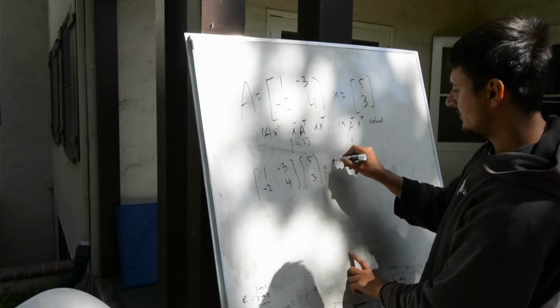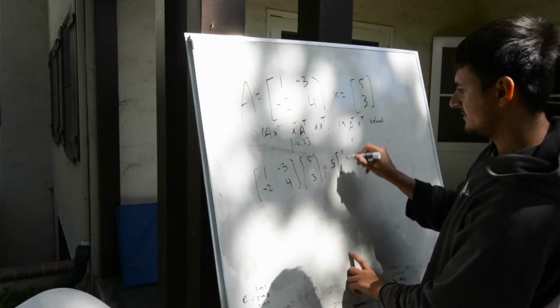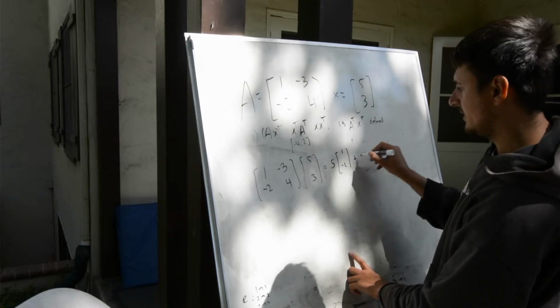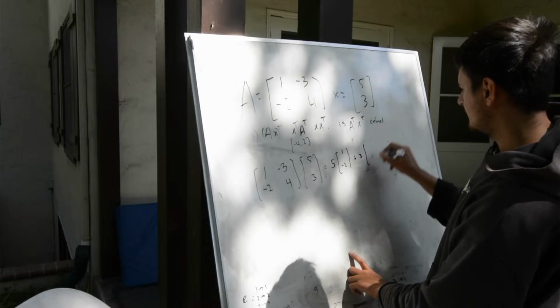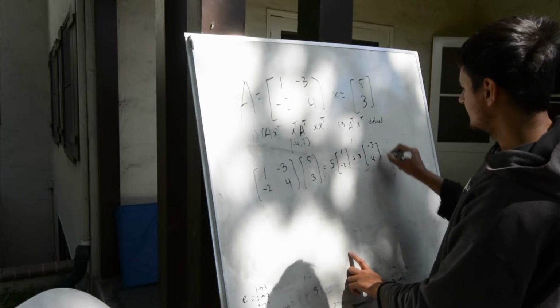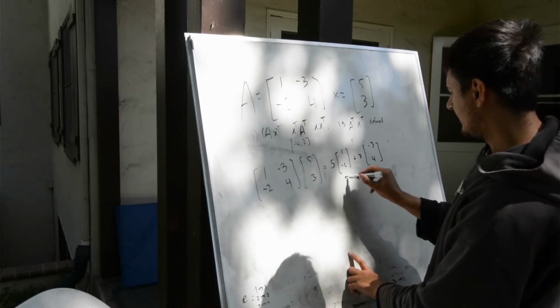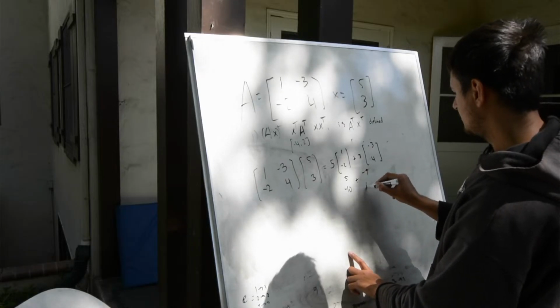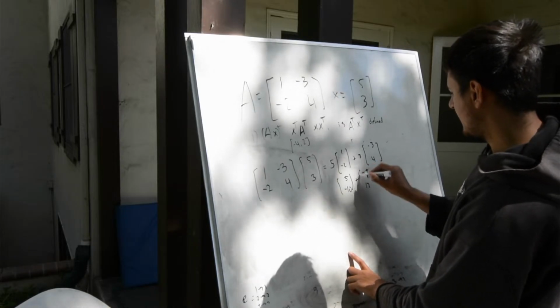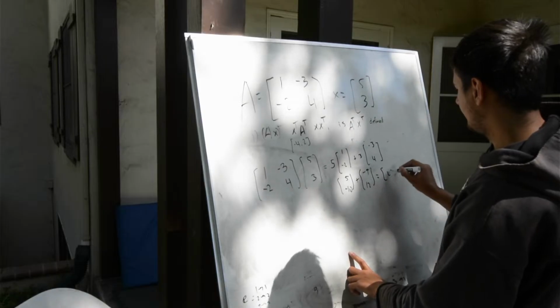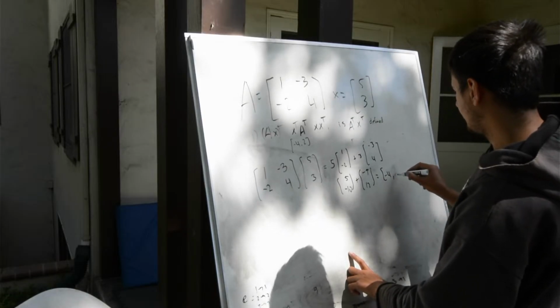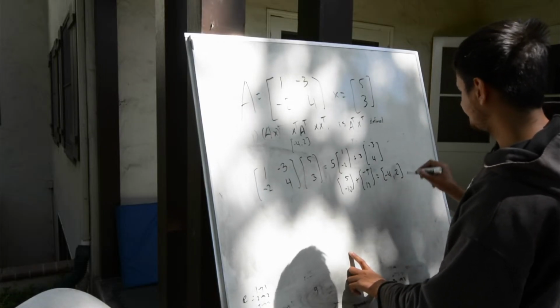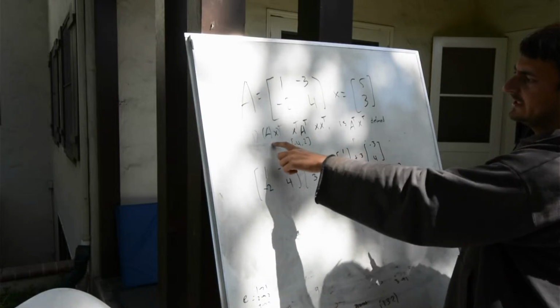we'll do it as the linear combination this time, just to vary it. So this is going to be 5 times 1, minus 2, plus 3 times minus 3, 4. So we're going to get 5, minus 10, plus minus 9, 12. And we get the exact same as before. 4 minus 4, 2.